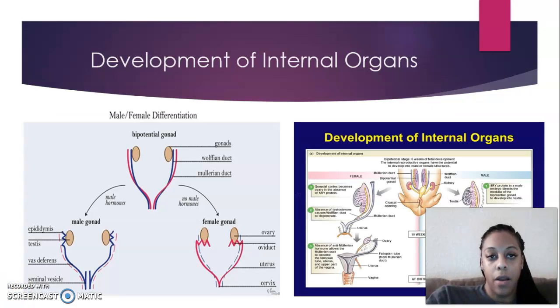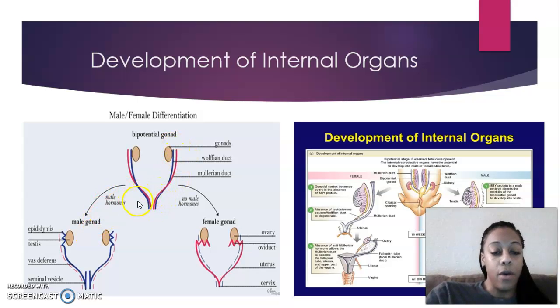So here is a continuation of the development of internal organs, a depiction of what we talked about on the last slide. We can use this image on our left to see male-female differentiation. We're going to get into hormones a little bit later, but we can see gonads here, the Wolffian duct here in blue, and the Mullerian duct here in a pinkish red color.